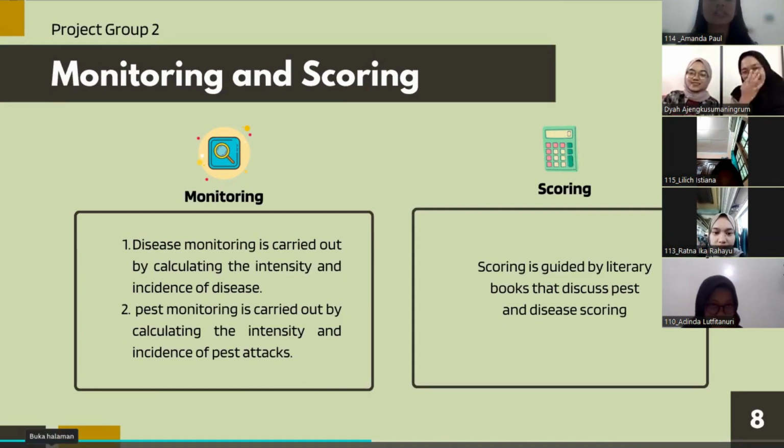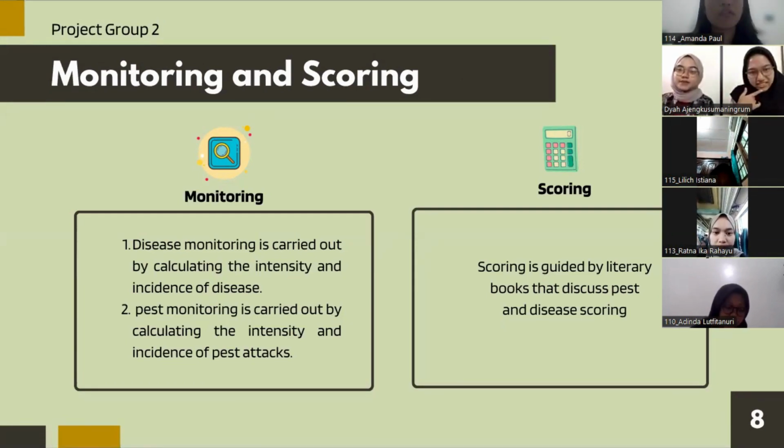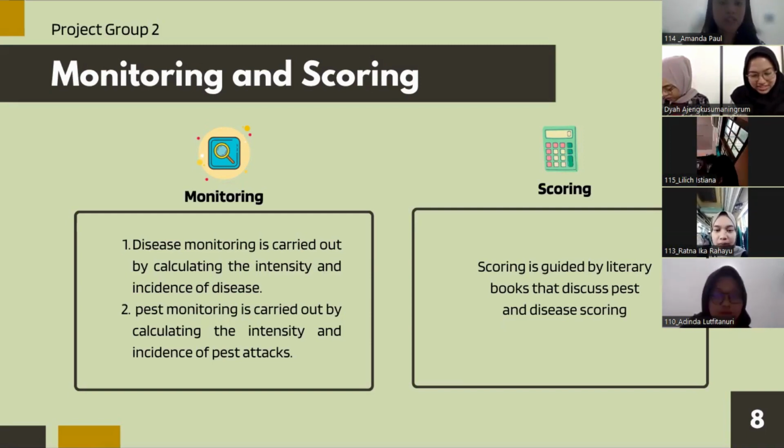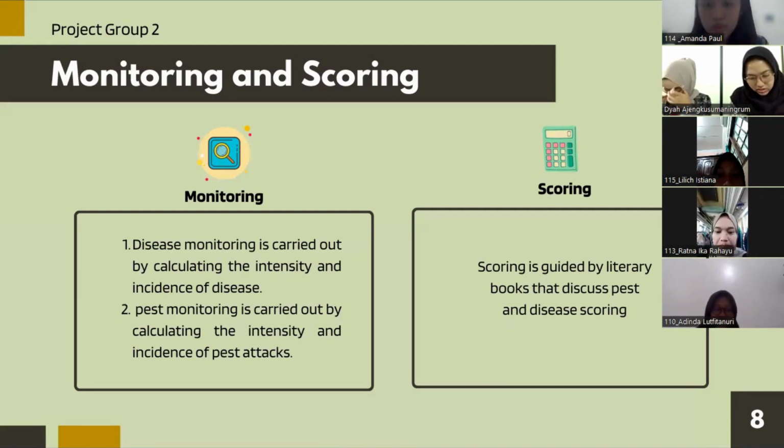Okay, there is monitoring and scoring. Disease monitoring is carried out by calculating the intensity and incidence of disease. And pest monitoring is carried out by calculating the intensity and incidence of pest attacks. And then we go to scoring. Scoring is guided by literature books that discuss pest and disease scoring.